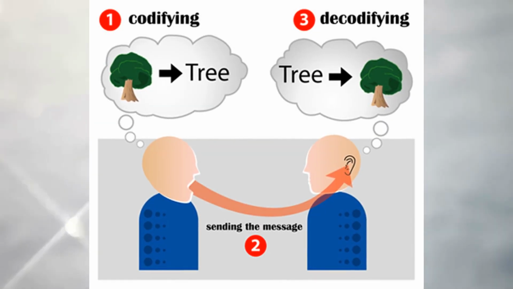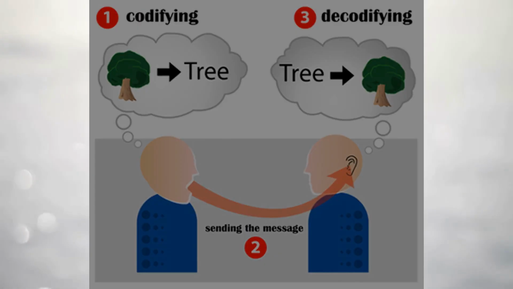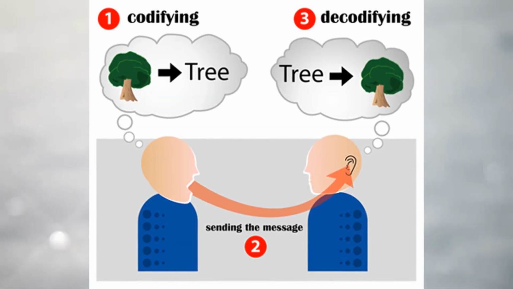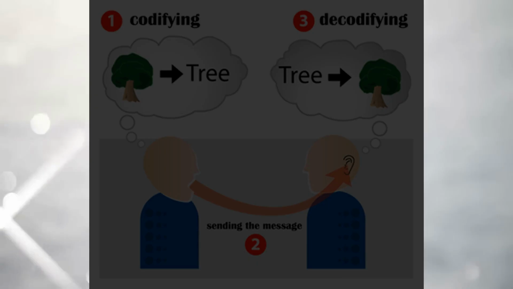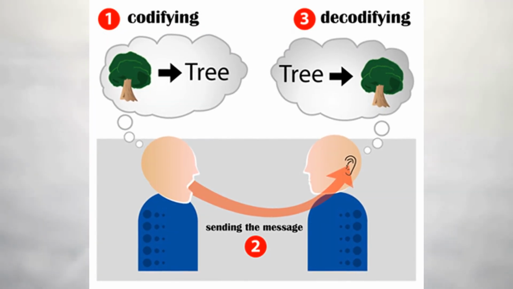The source produces the original message. The transmitter translates the message into a signal, which is sent using a channel. The receiver translates the signal back into the original message and makes it available to the destination.